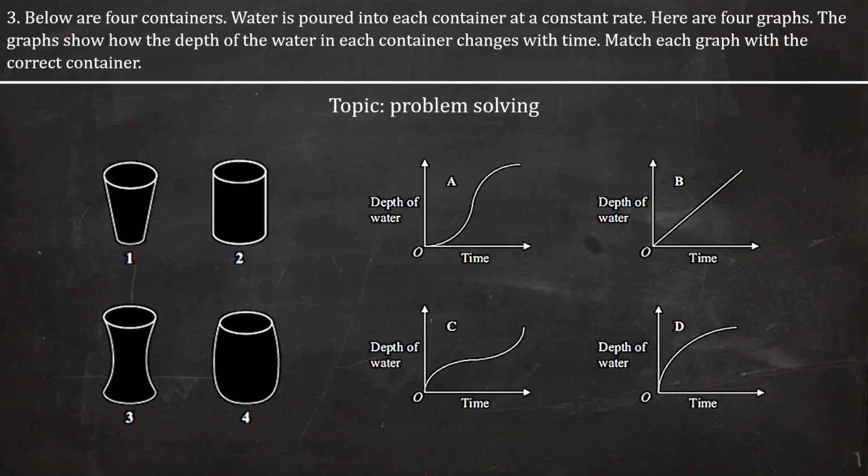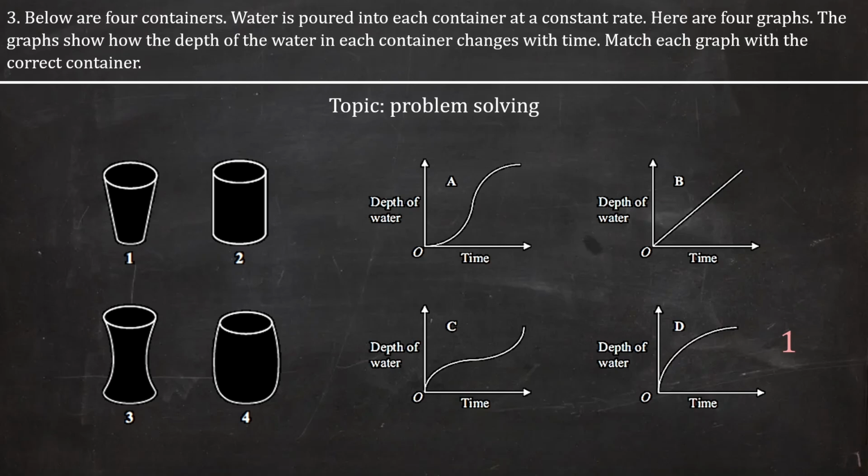Question 3. It's a problem-solving question. It's like a logic question. You just have to think about how it would work when you're filling the containers with water. So number 1 is going to start filling up faster because it's smaller at the base, and then it's going to start filling up slower. So that will be the graph on D.